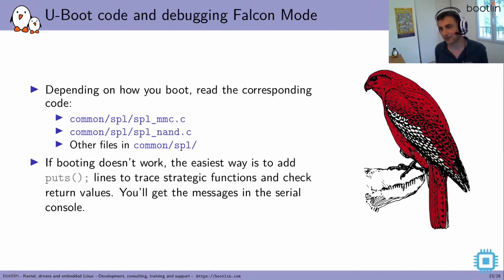So after seeing those examples, when it's your turn to implement Falcon mode support on your board, I believe it's useful to actually read the code in common SPL, SPL-MMC, SPL-NAND.c, in the U Boot source code, also other code in common SPL, to understand how U Boot implements Falcon mode, what is loaded first, etc., and how you fall back to U Boot. So that's helpful. If booting doesn't work, and it won't at the first tries, I guess, the easiest way is to add puts lines to trace strategic functions and check return values, like when you load some objects, see if the size is right, etc. You'll get the messages in the serial console, and that's really easy to implement.